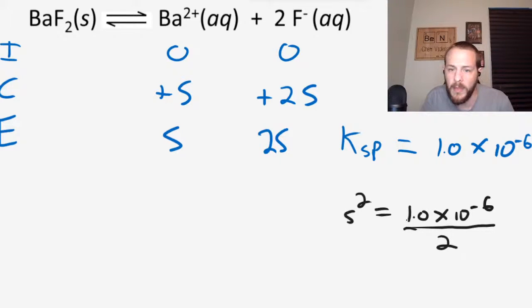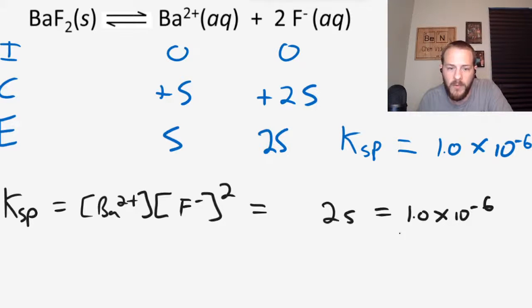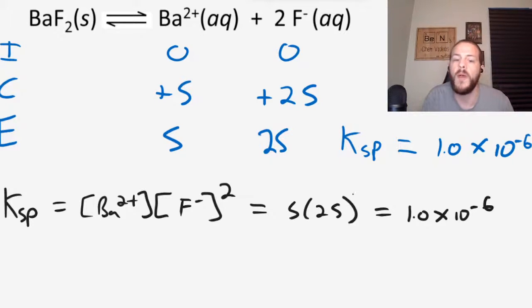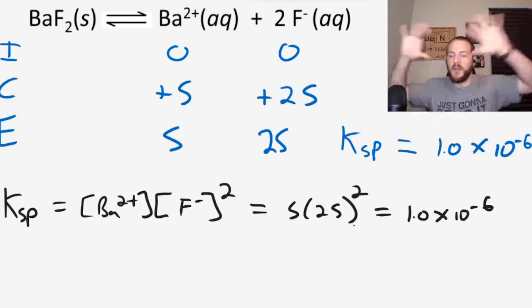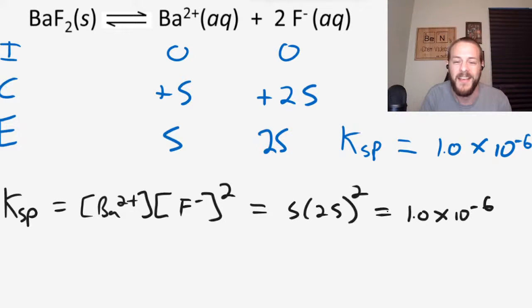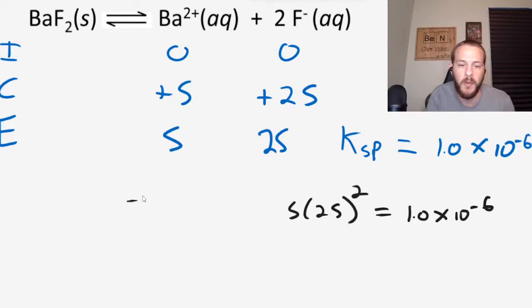Actually, you know what? I think I made a mistake. Hang on, let me go back. Yes, I made a mistake here. This 2S should have been squared. I apologize for the mistake. Please forget everything that I just said. So this 2S should be squared because, again, the concentration of fluoride ion is squared. Okay, so that changes our expression quite a bit. So again, I can erase all this stuff. I no longer need it.